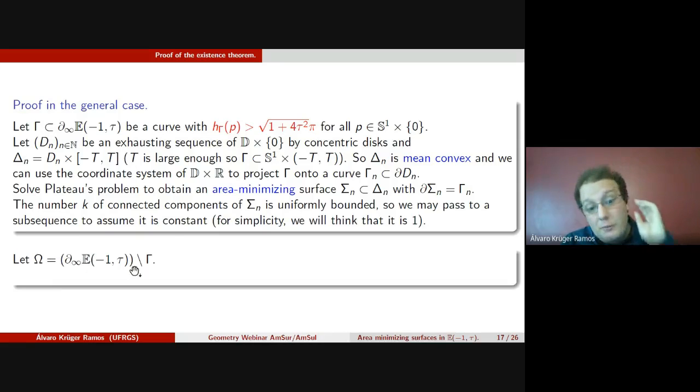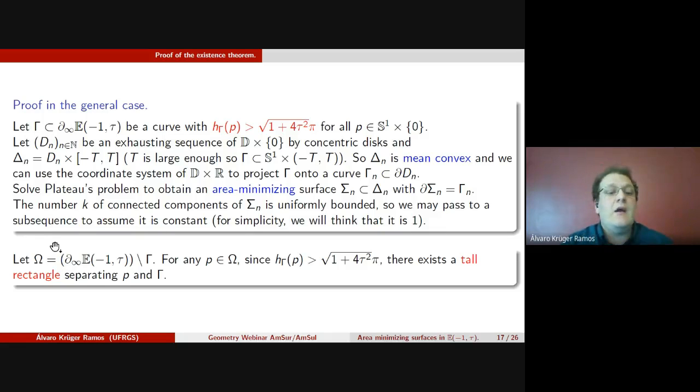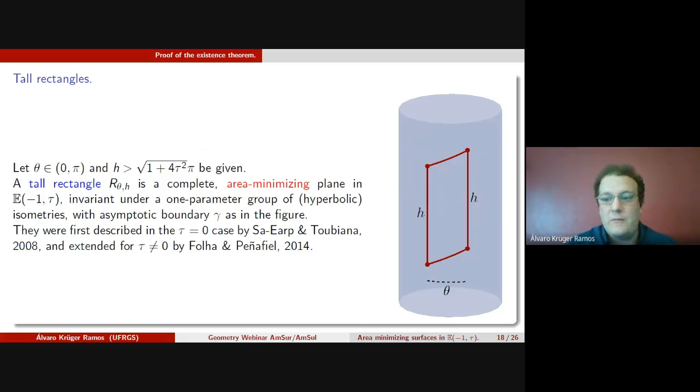So let omega be the complement of gamma in the asymptotic boundary of your ambient space, and for any point in this omega domain, which means for any point which is not in gamma, we can separate this point from gamma using a very nice surface, which is called a tall rectangle. So a tall rectangle was obtained first in the tau equals 0 case by Ricardo Sa Earp and Eric Toubiana in 2008 in H2 cross R, and extended for our setting by Folha and Peñafiel in 2014.